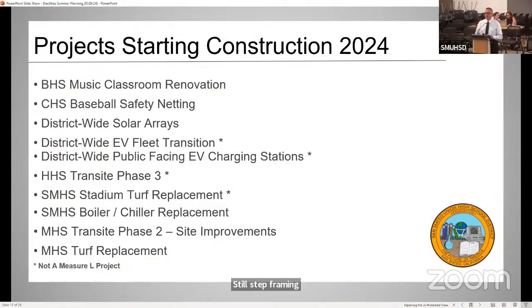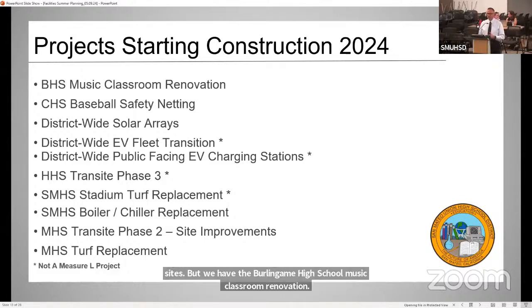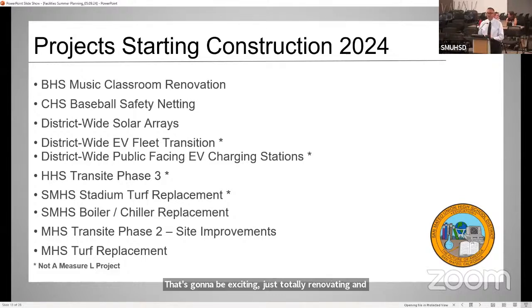Now, projects starting this summer, June 3rd is our target date. Some of them are going to be completed August 5th, and some are going to be completed August 9th, requested by the sites. We have the Burlingame High School music classroom renovation. That's going to be exciting, totally renovating, gutting and updating that music classroom. Capuchino High School baseball safety netting is something that we've needed and that was requested by the site, with all these foul balls going out. So we want to keep them inside our campus.